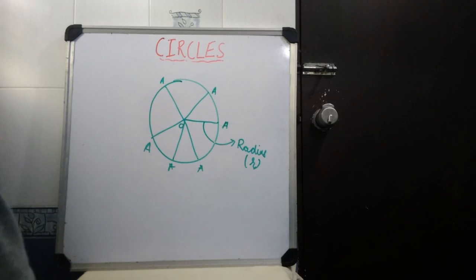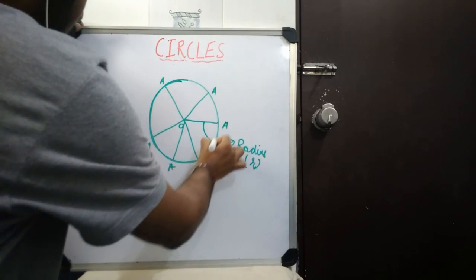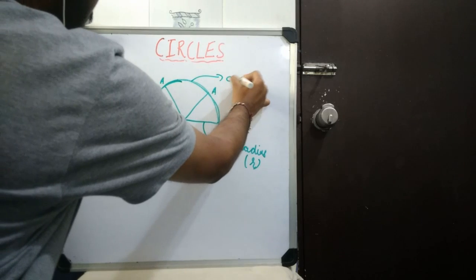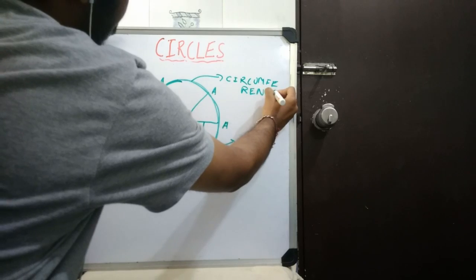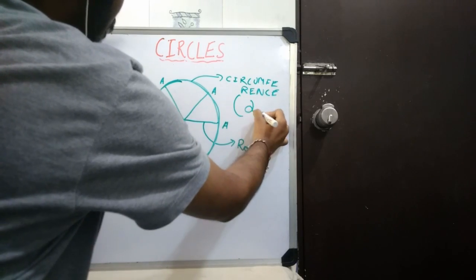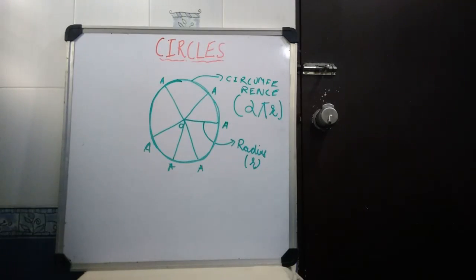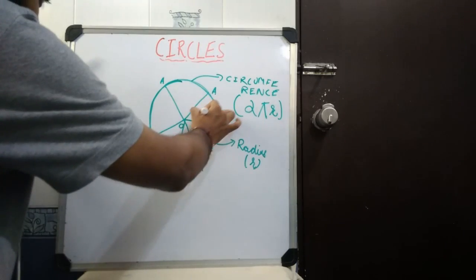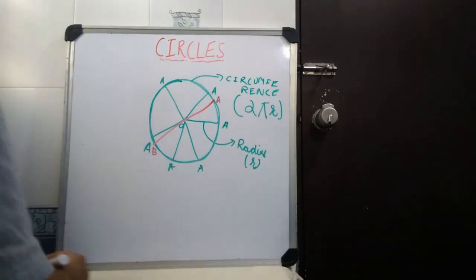Okay, now let's discuss what a diameter is. A diameter is a line whose ends lie on the circumference of the circle. Now, this boundary is called the circumference of the circle, and its formula is 2 pi r, where r is the radius of the circle. So that is how I calculate the circumference of a circle. The diameter is a line which passes through the center, whose two ends lie on the circumference. So this is my diameter AB, right?